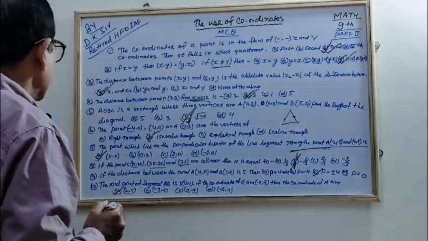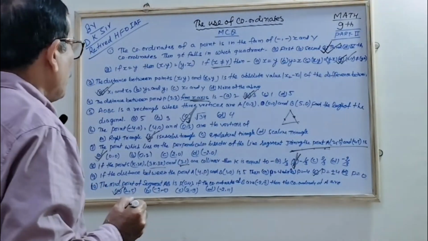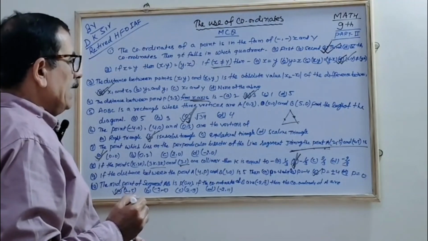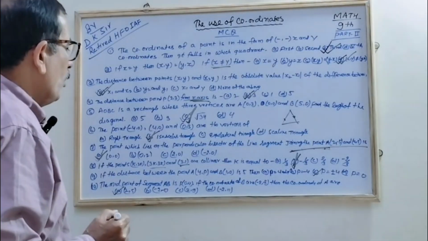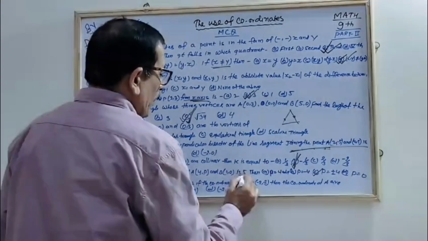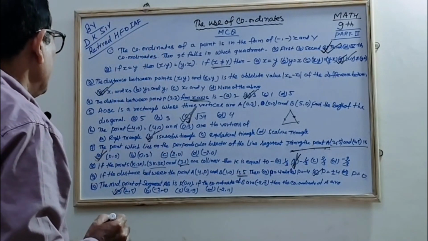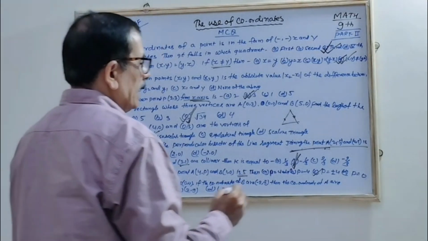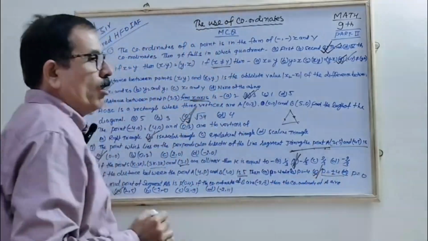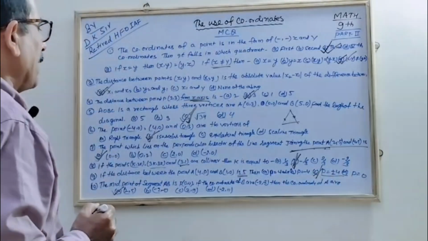The next is, if the distance between the points A and B, where A is 4p, 4 and B is 1 and 0, is 5. The distance they have given is 5. Then with the distance formula, putting the value 5, you will get that p is equal to plus minus 4. Understood? The answer will be C, that is p equals plus minus 4.